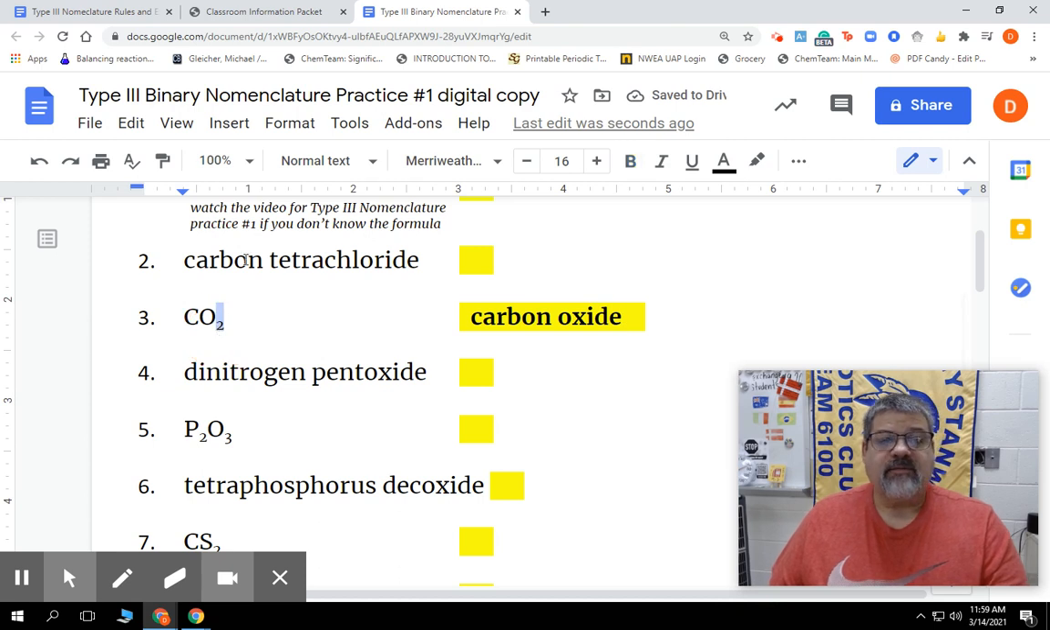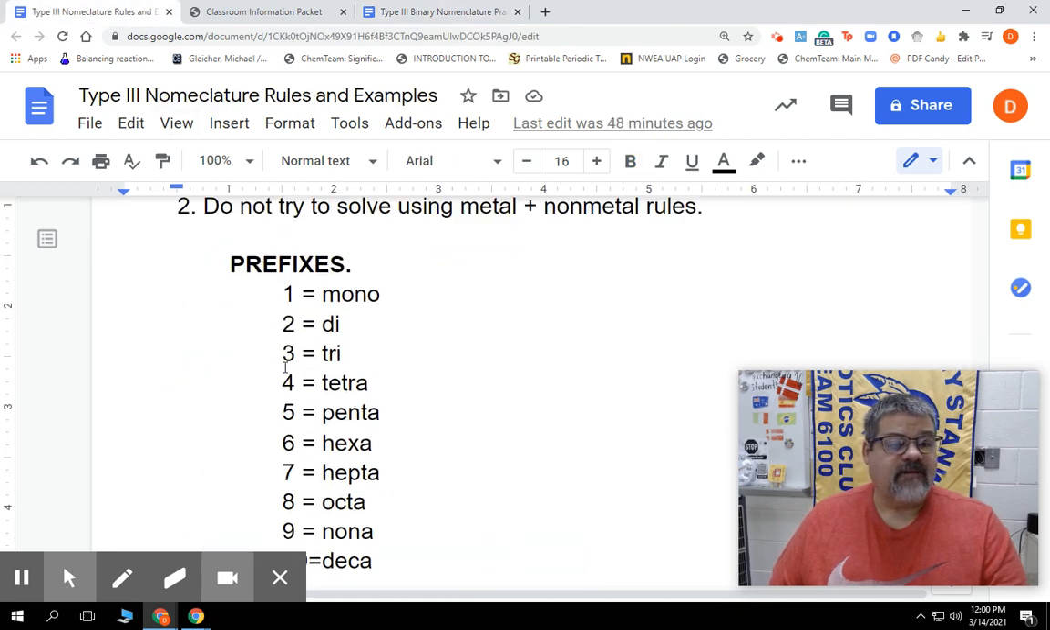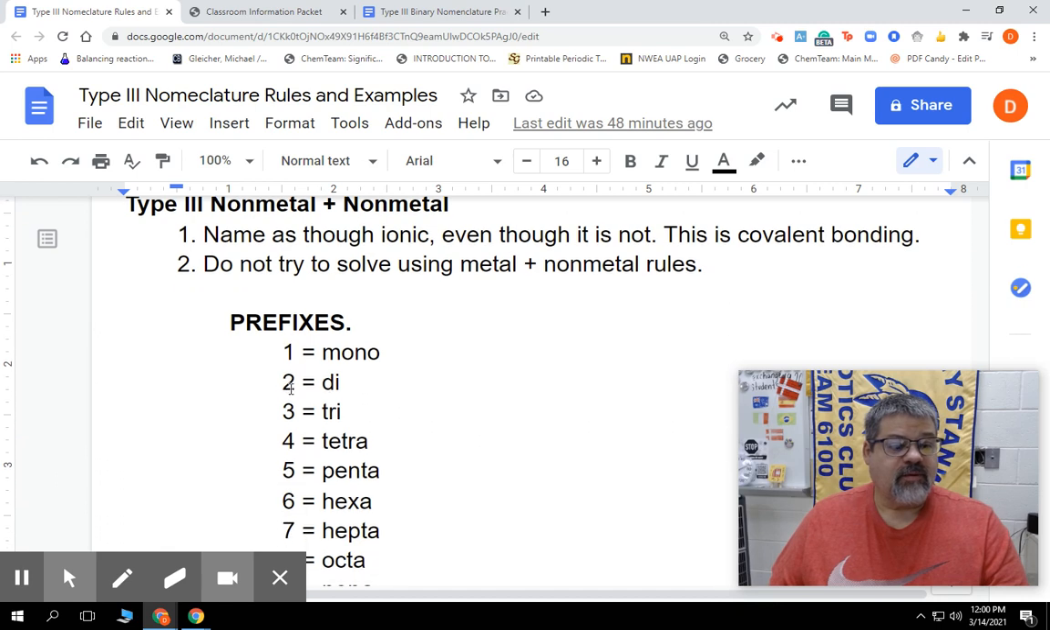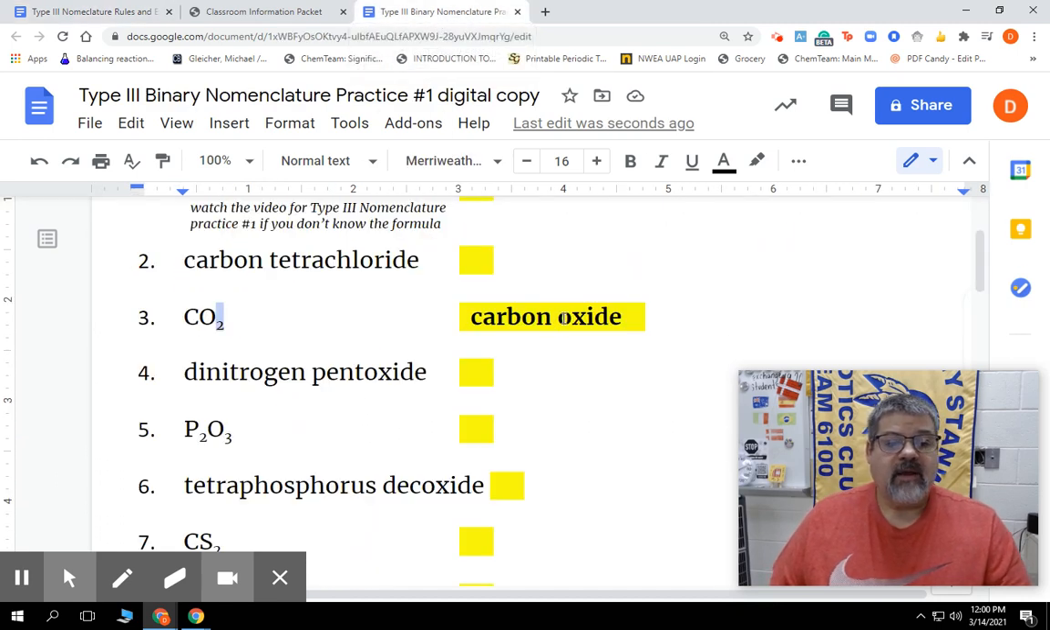Remember it becomes a prefix, and the prefix for it is di. So we're going to go back over to our problem, and we're going to put di at the beginning. So this is also known as carbon dioxide, which you probably already knew. Okay, not too difficult.